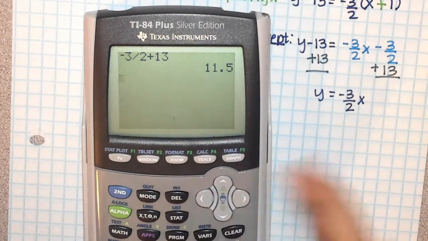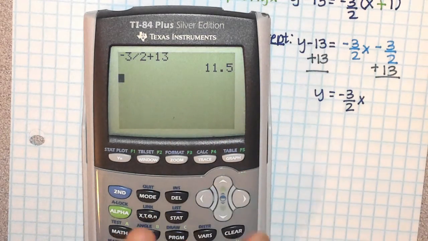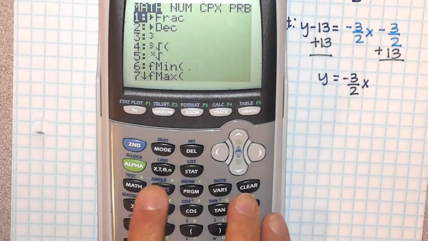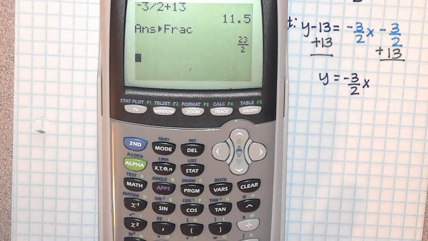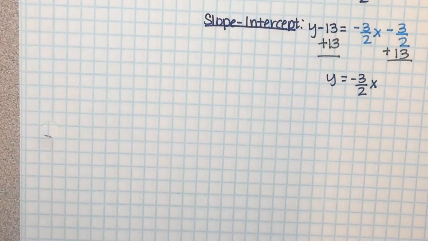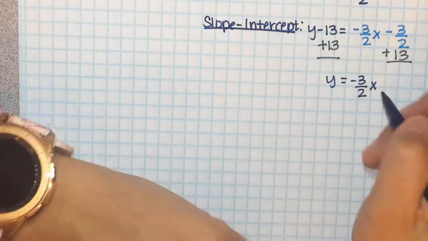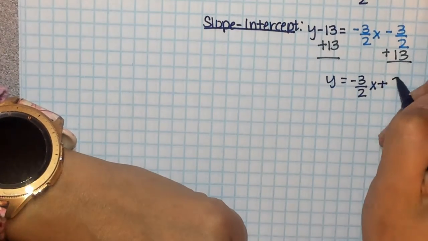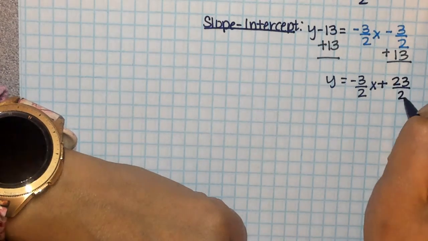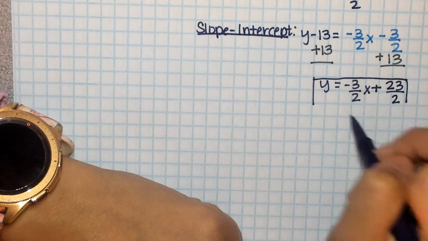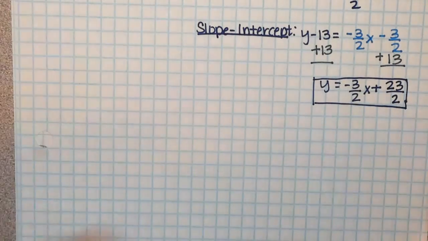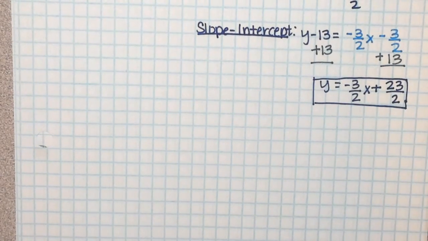I get some decimal, but remember we like them better in fractions, so then math, fraction, enter, 23/2. Oh my gosh, she found the answer to a fraction problem. And it's positive, so we do plus 23/2. And there's your equation in slope-intercept form. And that's it. You have the worksheet to work on. Good luck.